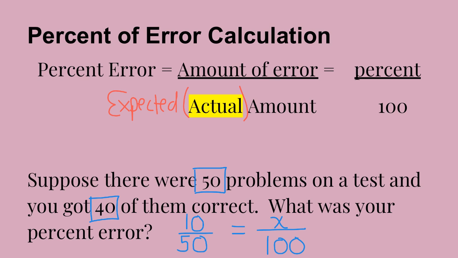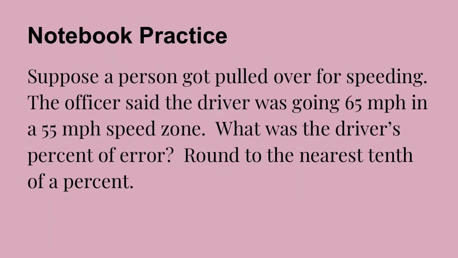So what I'm looking at right now is I missed 10 out of 50 questions. That is my amount of error. And so to figure out what percent that will be, I'm going to multiply 10 times 100, divide by 50, and that looks like it's going to give me 20% error. So again, I had the amount of error over the expected amount gave me 20%.